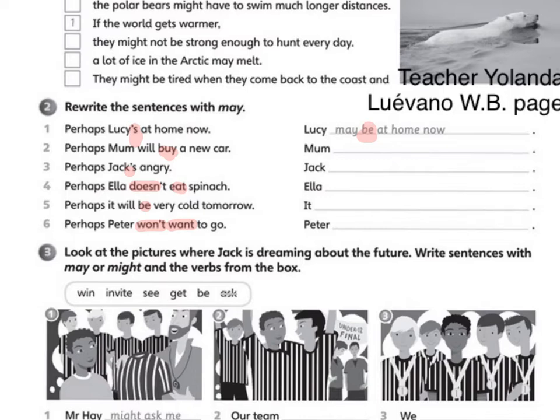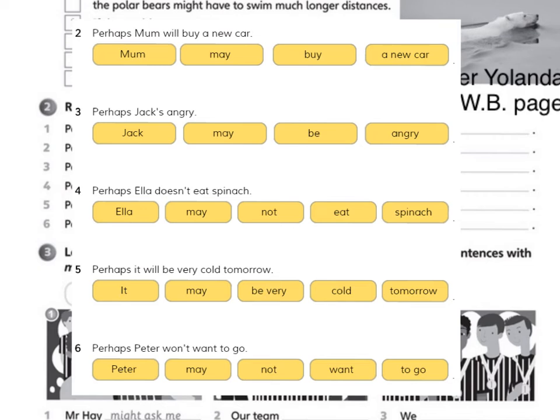Right now, pause the video and answer it. So, here are the answers suggested by the book. Let's read them. Mom may buy a new car. Jack may be angry. Ellie may not eat spinach. It may be very cold tomorrow. Peter may not want to go.